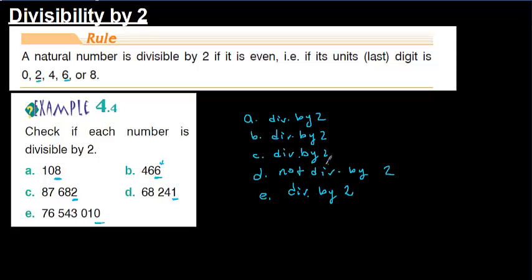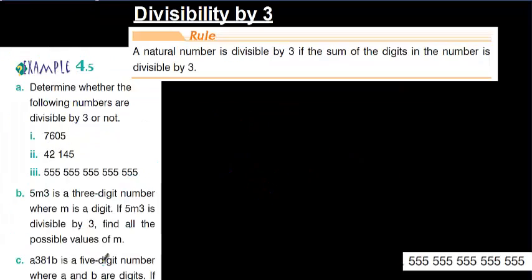So we can also say like this: numbers ending with 0, 2, 4, 6, and 8 are called even numbers. Divisibility by 3 now. A number is divisible by 3 if the sum of the digits is divisible by 3. When you want to understand whether the number is divisible or not, you should find the sum of the digits.